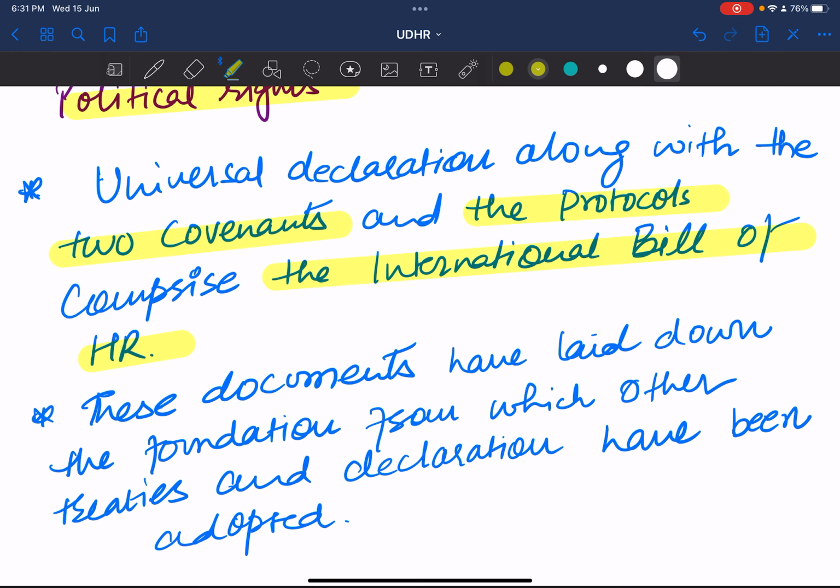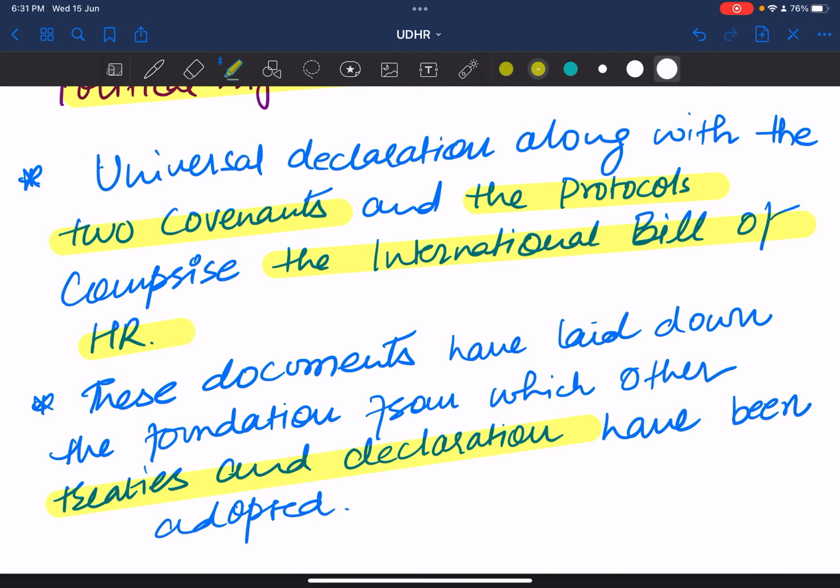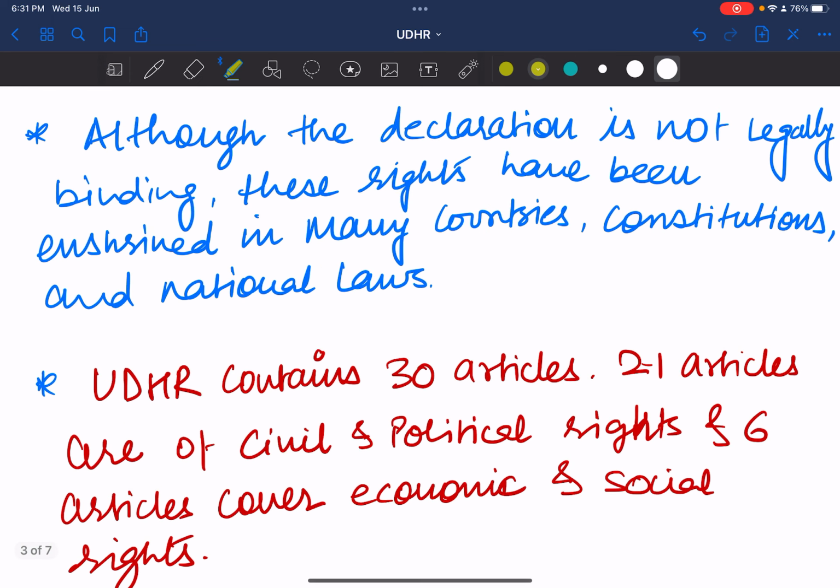These documents have laid down the foundation from which other treaties and declarations have been adopted. So that means it was not a futile one, but it was very useful, as other treaties and declarations were adopted from it. Although the declaration is not legally binding, meaning there is no legal enforcement, still these rights are enshrined in many countries' constitutions and national laws. So this is like a pillar or the foundation for other countries to refer to. The UDHR contains 30 articles.